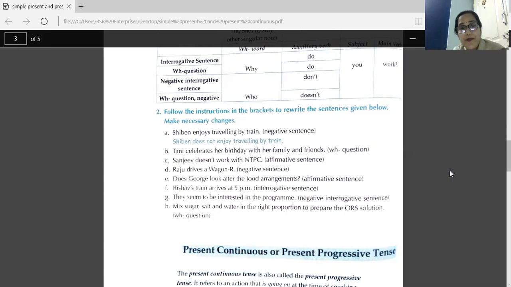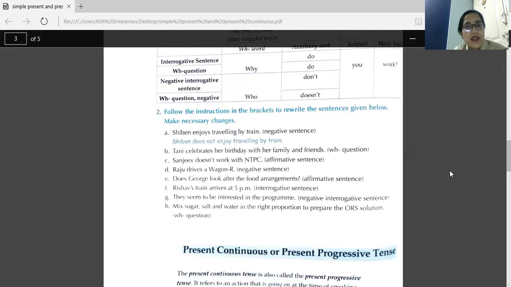Next one. Rishabh's train arrives at 5 p.m. You have to change it to interrogative. So the interrogative will be, does Rishabh's train arrive at 5 p.m.? Because a WH word is not given there, a WH question is not written there, so we are changing it this way. But you can write this way also by using a WH word: when does Rishabh's train arrive?